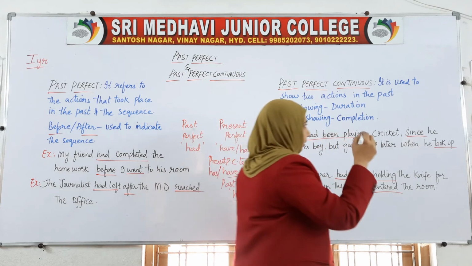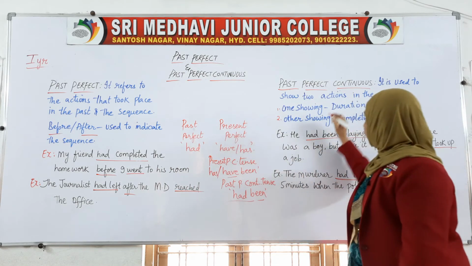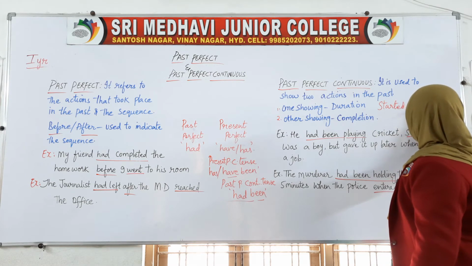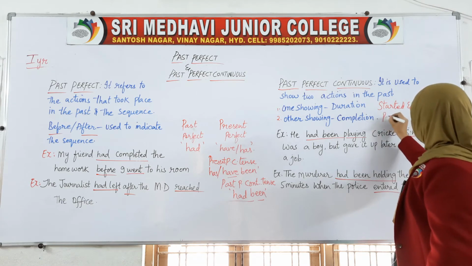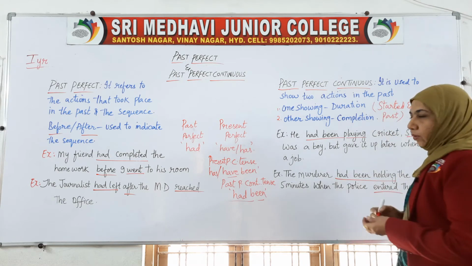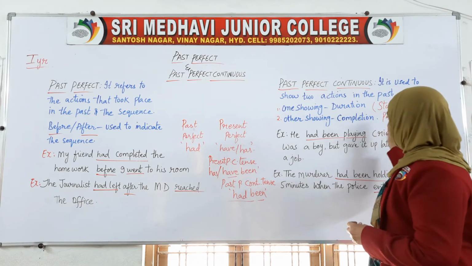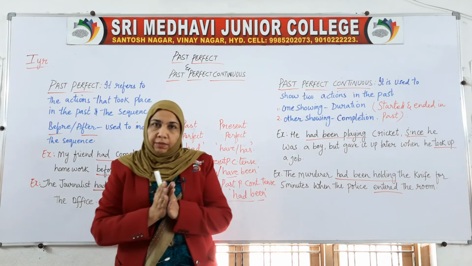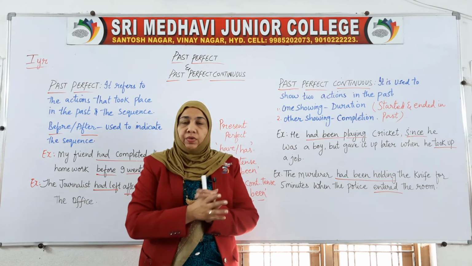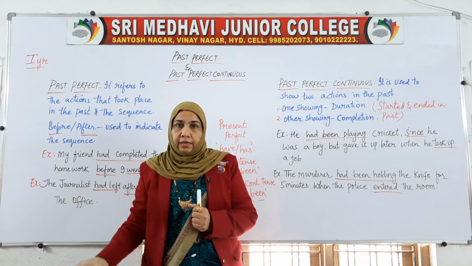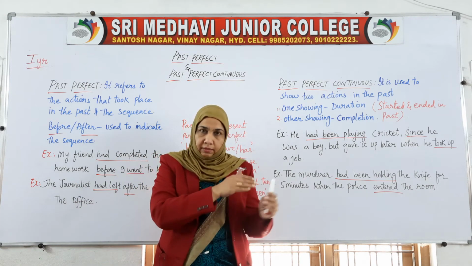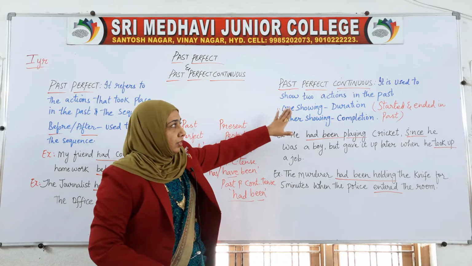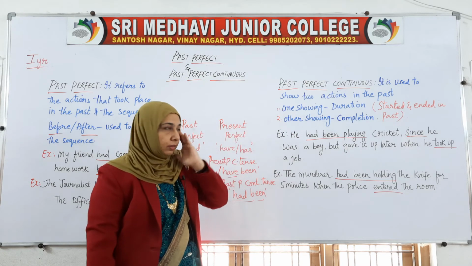Past perfect continuous is started and ended in the past. This is the simple way you can try to understand. Started and ended in the past. So here the first example is being given. In present perfect continuous, we have an idea of something which started in the past and continued till today, in the present. But here the action started and ended both in the past.